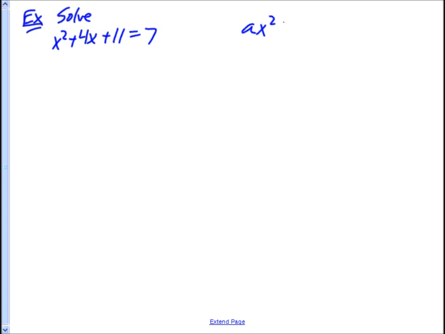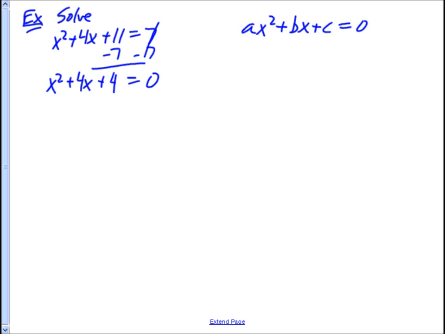Remember, it's got to look like this before I even start doing this thing, all right? It's got to be in standard form. So I subtract 7, subtract 7. Don't forget that. x squared plus 4x plus 4 equals 0. And then we can plug this into the quadratic formula.